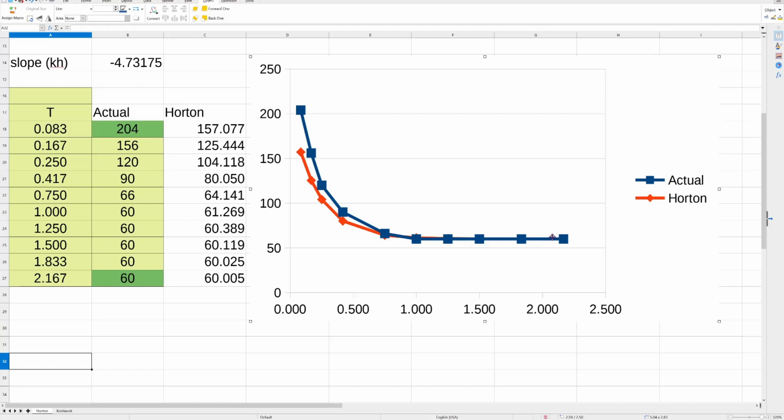So this is the concept of modeling. Modeling means representing, replicating the actual work with the help of some equations. So that's what modeling means. So yes, we have derived Horton's equation then. So thank you, this is it.